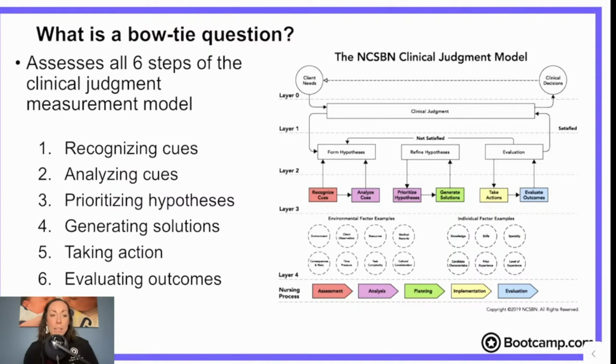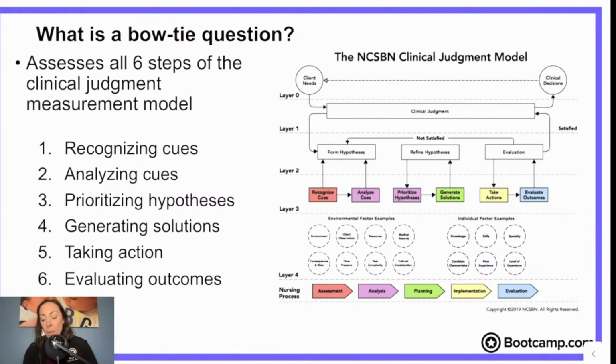So before we go into everything in this webinar, I want to touch base with you guys on what a bow tie question is and what it's really looking at. It really assesses clinical judgment. And I know a lot of this might seem like foreign language, but it'll make more sense as we go through the webinar. There are 6 steps of the clinical judgment measurement model, and that's what is being tested on these bow tie questions.